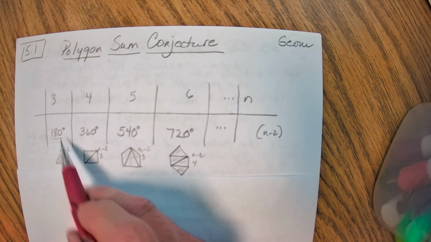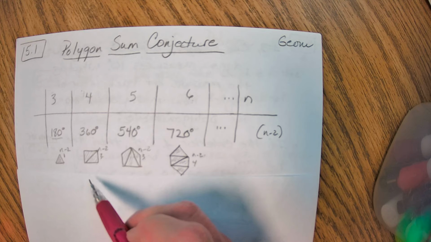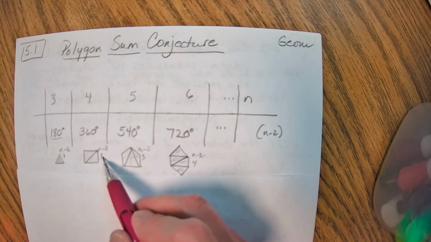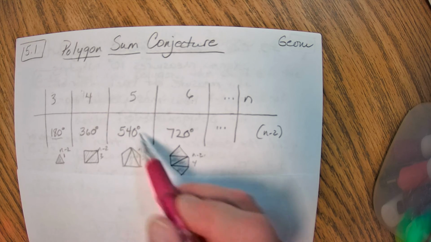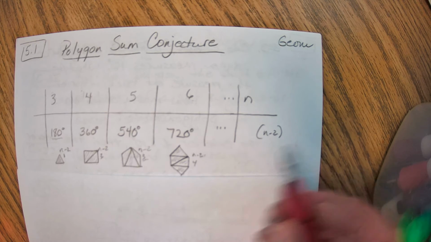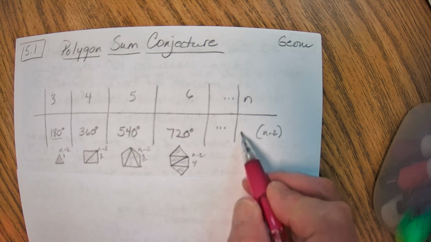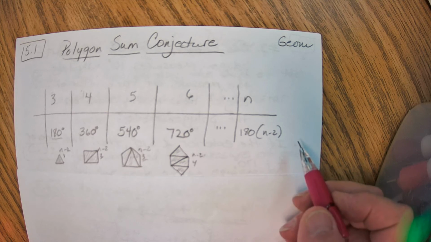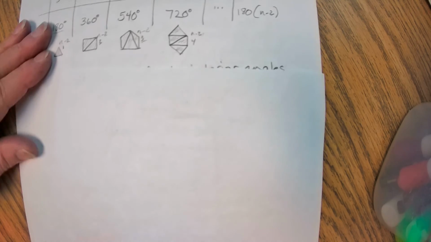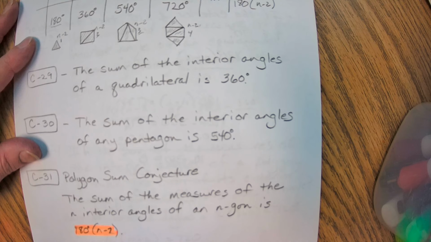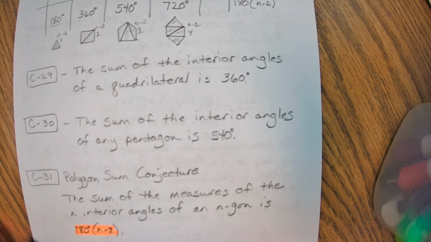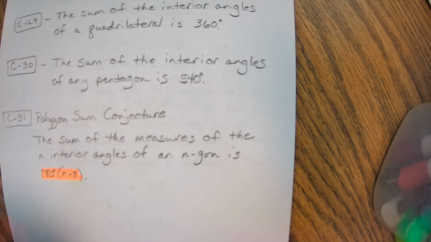So 180 is 1 times 180, right? 360 is 2 times 180. 540 is 3 times 180. So this n minus 2, I'm just going to multiply by 180. And that gives you C31, the polygon sum conjecture, which says the sum of the measures of the n interior angles of an n-gon is 180 times the quantity n minus 2.